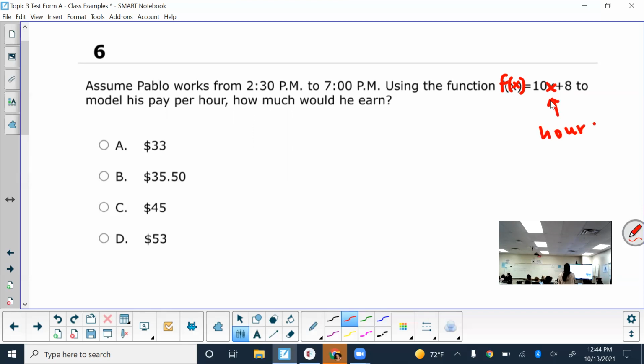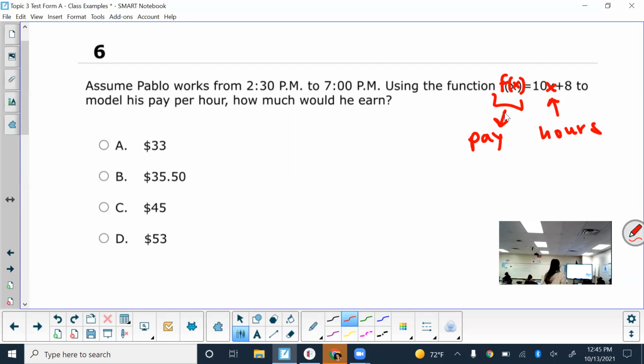Hours. And then my output is the pay. Right? Because how many hours you work determines how much you get paid, not the other way around. So I guess the hard part there is just figuring out what your input represents.